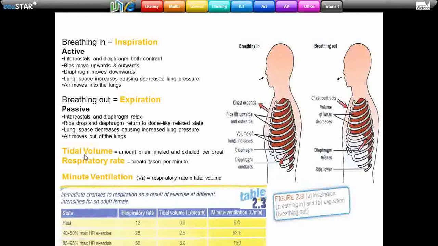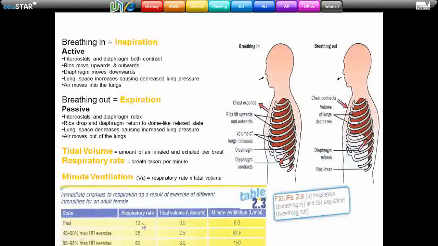A couple of key terms for when we breathe. One of them is called tidal volume. Tidal volume is the amount of air inhaled and exhaled per breath. Respiratory rate is how many breaths you take per minute. And minute ventilation, or ventilation, is the tidal volume times the respiratory rate. So that gives us a value for how much air you're breathing in per minute.